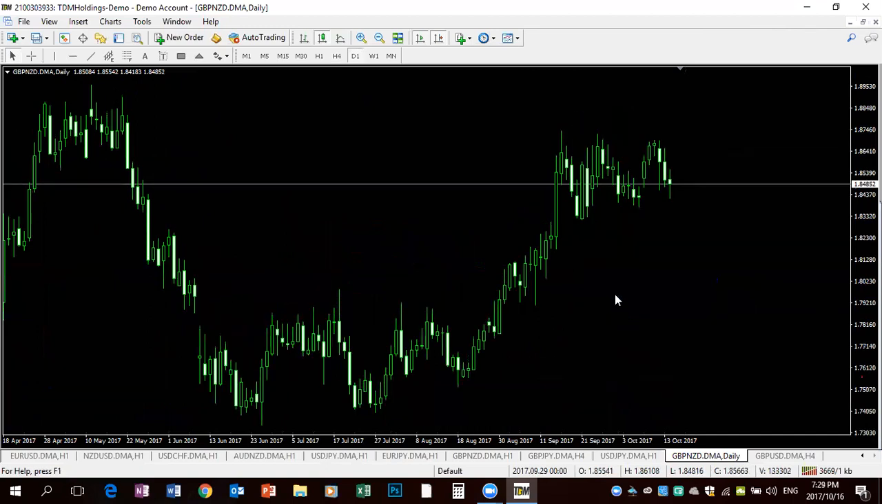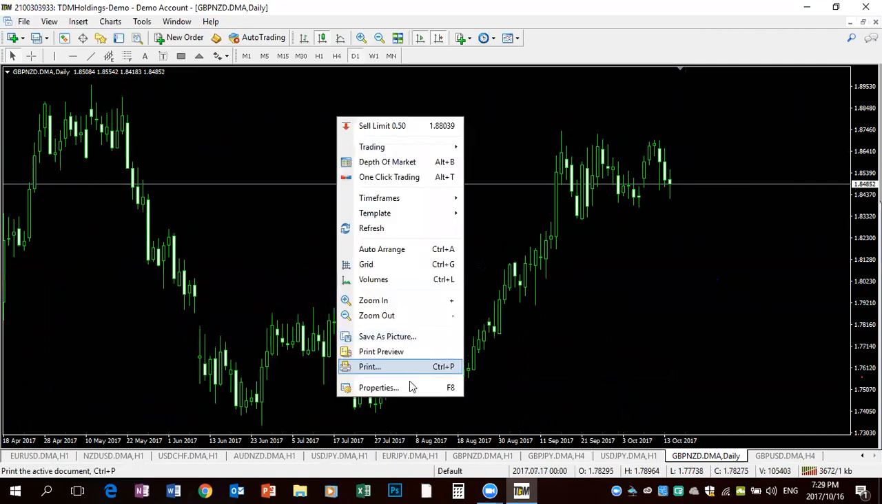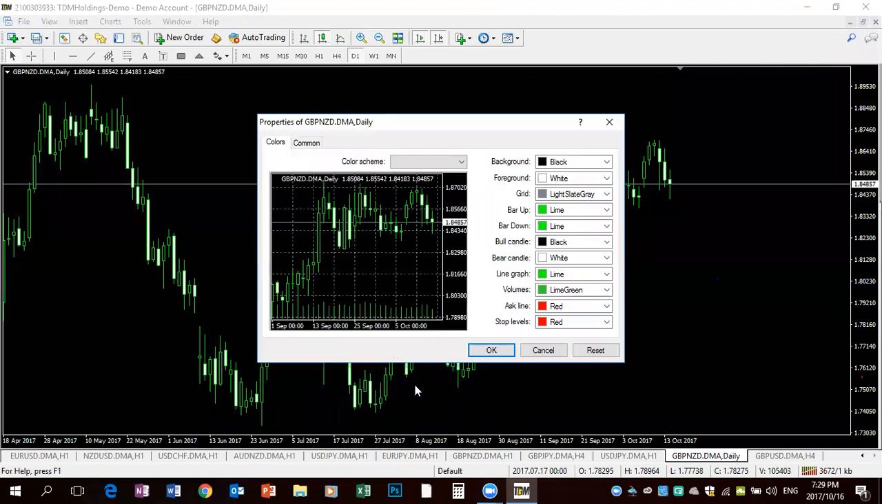All right. Now I want to set my chart. You right click and go to properties. Now I have this smaller screen. Whatever I change here will be changed here. Then I will say okay. Then my chart will be set.